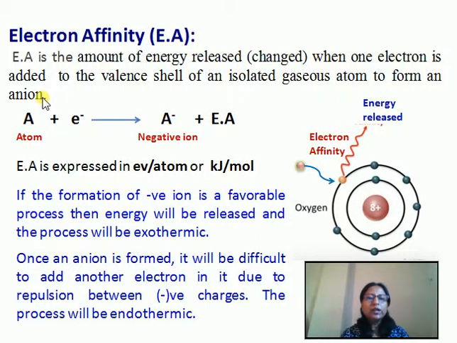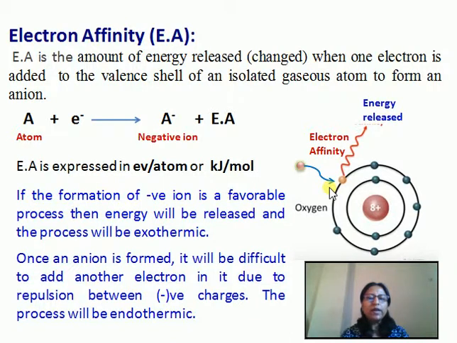So what is the meaning of that? We have a stable atom, a neutral atom. We want to add one electron to it. Before adding the electron, we have to consider that the atom is in an isolated gaseous state, because it should not have any interaction with other atoms. That's why we take it in an isolated state, and in the gaseous state we know that it will not have as much interaction as it would in a solid or liquid state. So we consider it in an isolated gaseous state, and then we add one electron to its outermost shell.